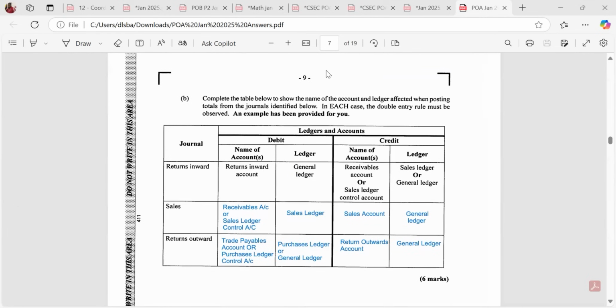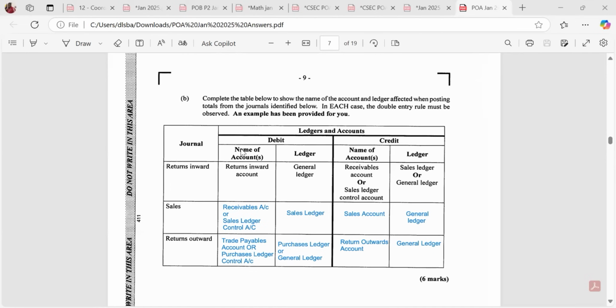Then they said, complete the table below to show the name of the account and ledger affected when posting totals from journals identified below. So remember in the first question, we had transfer to sales account, right? That is how you post the ledgers. So that total in the sales journal would be recorded in a sales T account in the general ledger. That transfer to purchases account, that total is going to go into the purchases T account and so forth. So they want to know what would be affected when they do it and what the double entry would be.